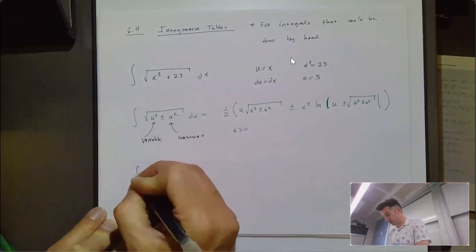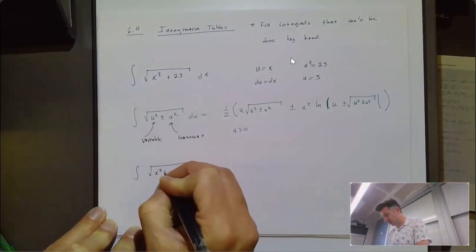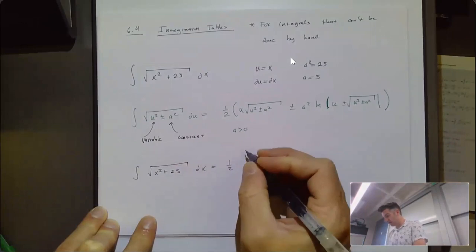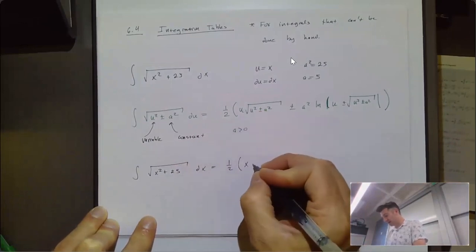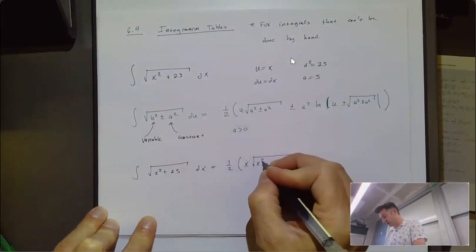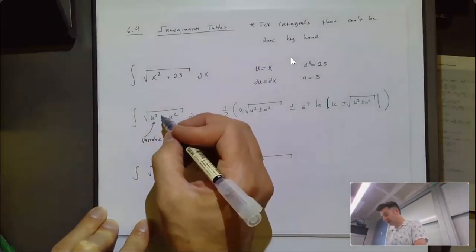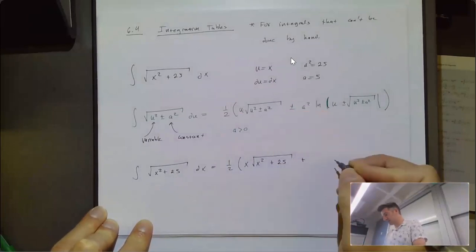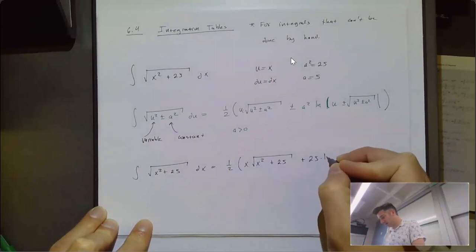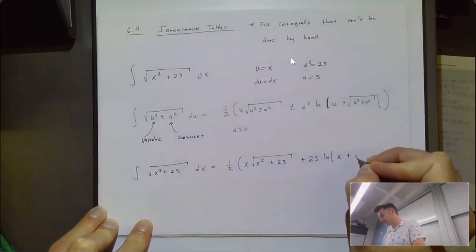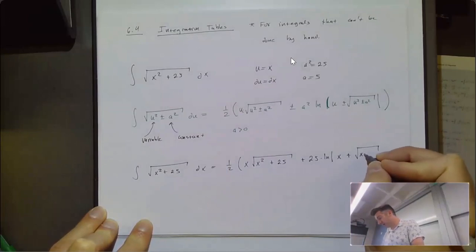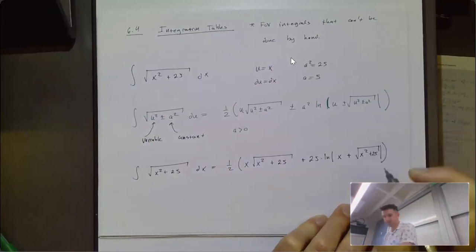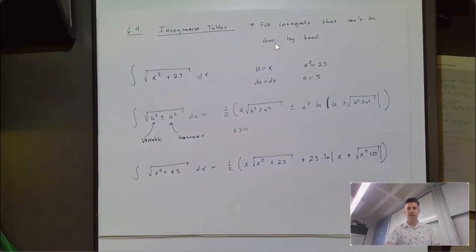So I'm going to say that the integral of the square root of x squared plus 25 dx is going to equal, well, I'm going to have a 1/2. My u is x, so it's going to be x times the square root of x squared. It is a plus, right? If it's a plus here, it's a plus here. And then a squared is 25, plus 25 times the natural log of the absolute value of x plus the square root of x squared plus 25. Close that absolute value. So kind of funky.